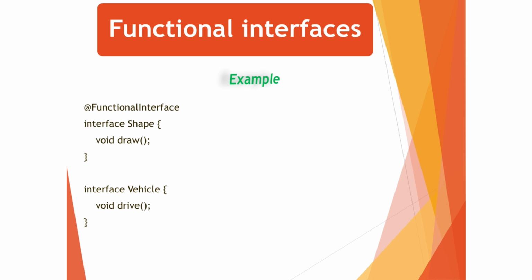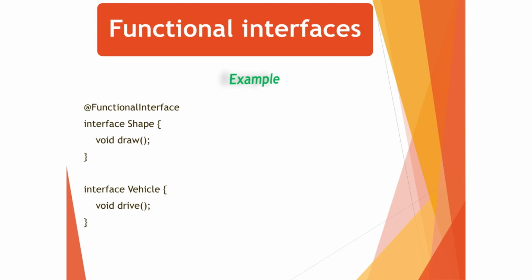In this example, if you add a new method like, for example, resize, you will receive a compilation error stating that the interface is not a functional interface because it contains multiple abstract methods. The same is the case if you try to remove the existing abstract method draw. You will receive a compilation error stating that the interface is not a functional interface because it has no abstract method. This is a safeguard to ensure that the interface remains functional.